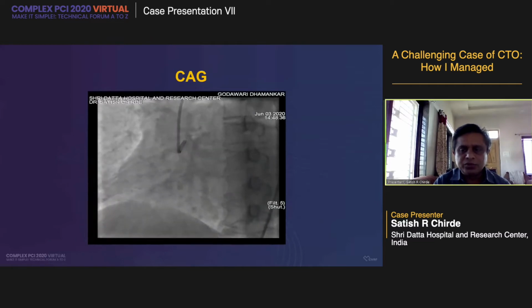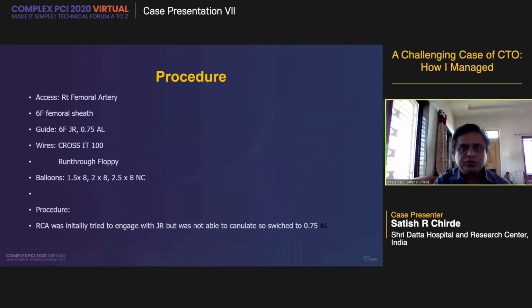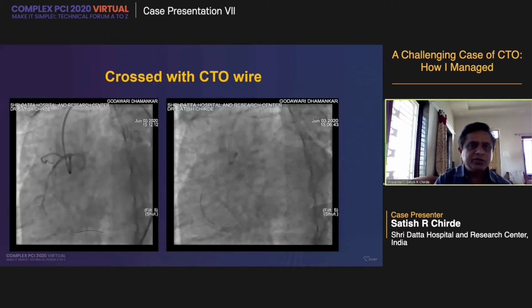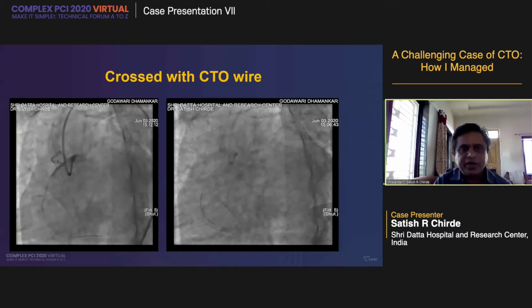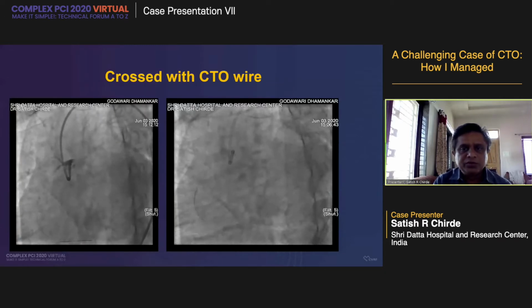So I decided to open this vessel and I chose a femoral access. A 6 French Cordis femoral sheath was taken. Initially I took a JR guide and tried to engage, but I could not succeed. So I switched over to a 0.75 AL. I used a Cross-It run-through wire and a few balloons. I crossed the lesion with a Cross-It 100 stiff wire, crossed the vessel, and then dilated this vessel with 1.2 and 2.8 balloons.